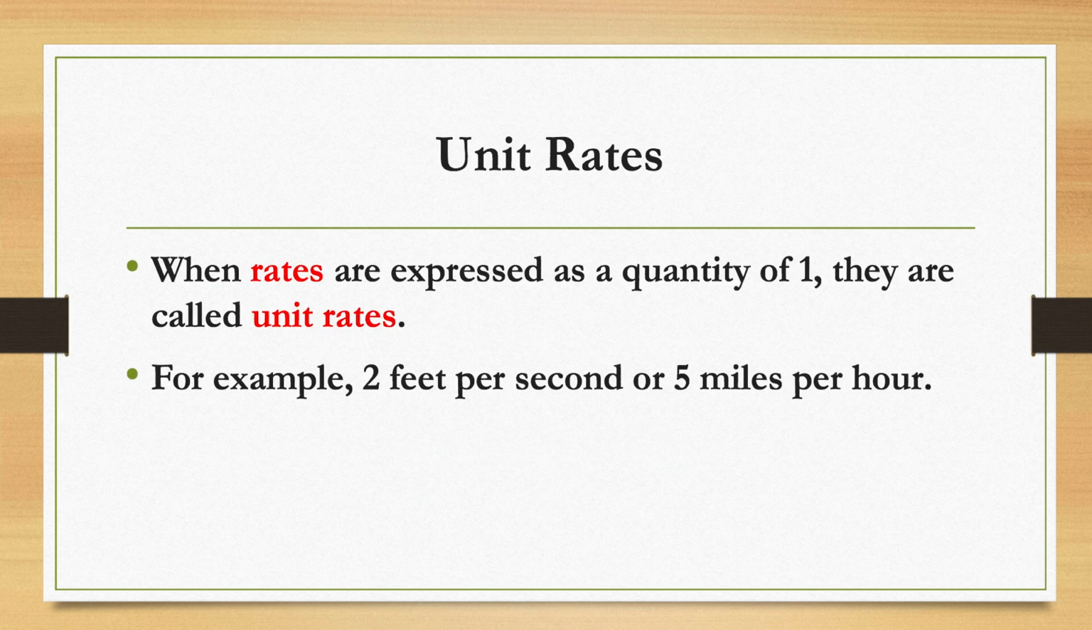When we talk about a unit rate, we're talking about a rate that is expressed as a quantity of 1. For example, 2 feet per second. We know that the 2 feet is related to this 1 second. Or if we're looking at 5 miles per hour, we know that 5 miles is related to this 1 hour. So anytime you have a rate where you have it expressed as a quantity of 1 second, or 1 hour, then you're talking about what's called a unit rate.